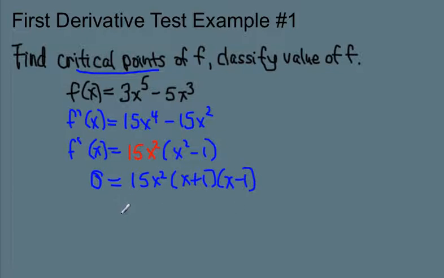Each of these factors is going to give me a critical point. This one gives me a critical point right here: if I set it equal to 0, x equals 0 is a critical point. I get a critical point from this factor because I set x plus 1 equal to 0, so x equals negative 1. And lastly, x minus 1 needs to equal 0, so x equals 1.